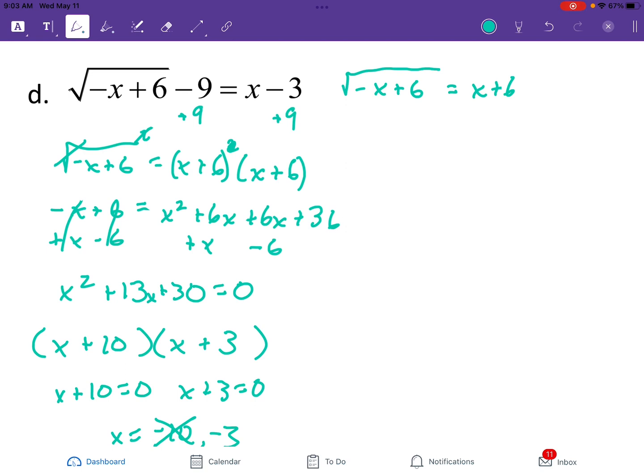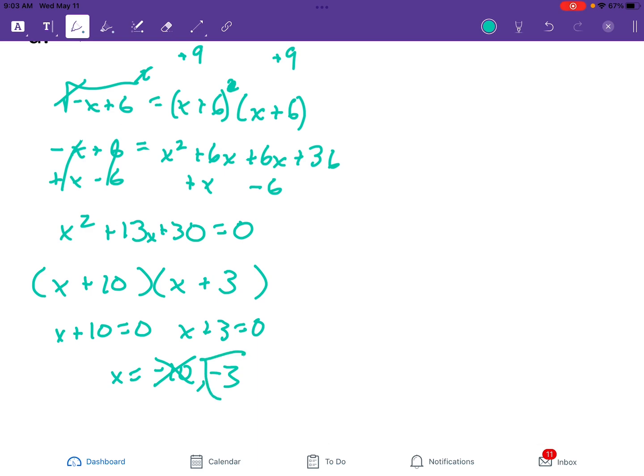All right, now for the -3. -3 times -1 is +3, plus 6 is 9. The square root of 9 is 3. -3 plus 6 is also 3. So the only solution that works for this one is -3.